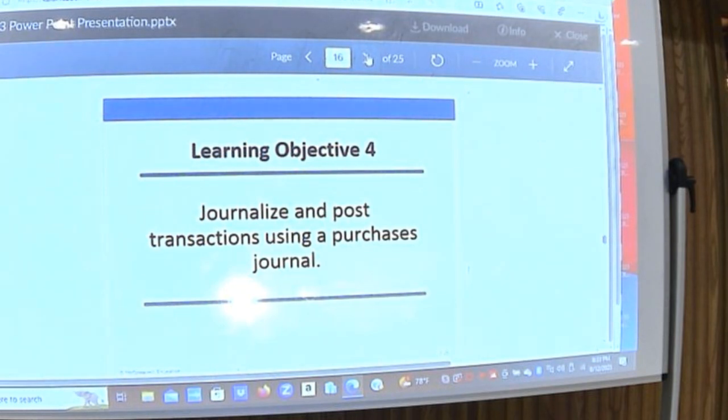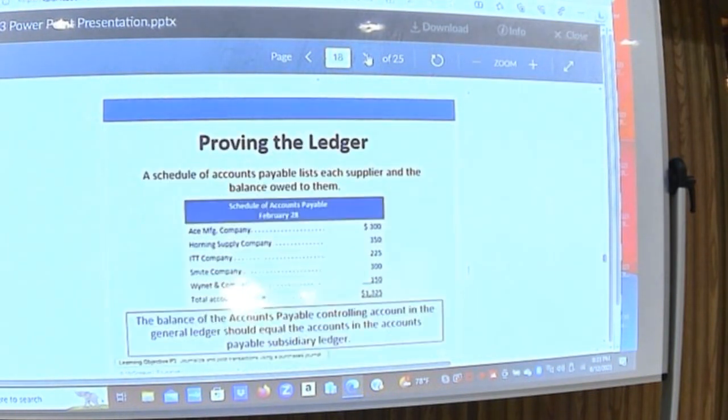Here's the purchases journal. Remember, these are purchases that we are making on credit, which has to do with accounts payable. There's your schedule of accounts payable. These are the people that we owe. Down at the bottom there, $1,325. The balance of the accounts payable controlling account in the general ledger should equal the accounts in the accounts payable subsidiary ledger. So just like the schedule of accounts receivable, this ensures the accuracy of our accounting records.